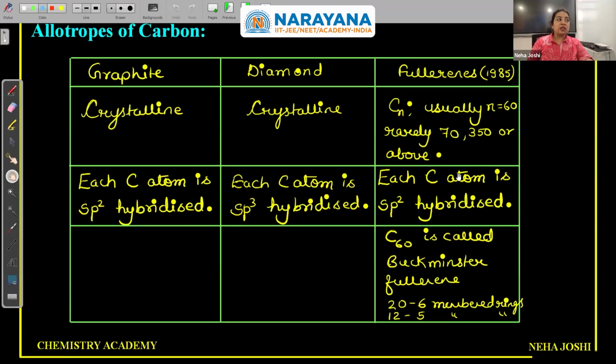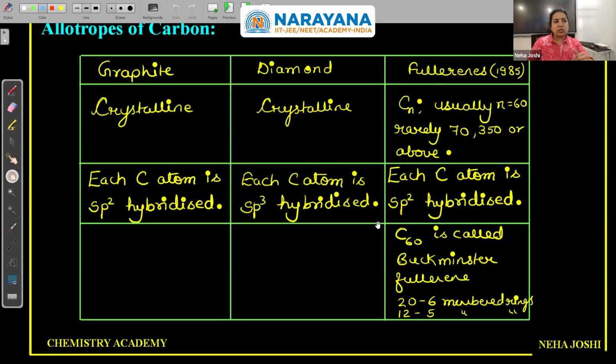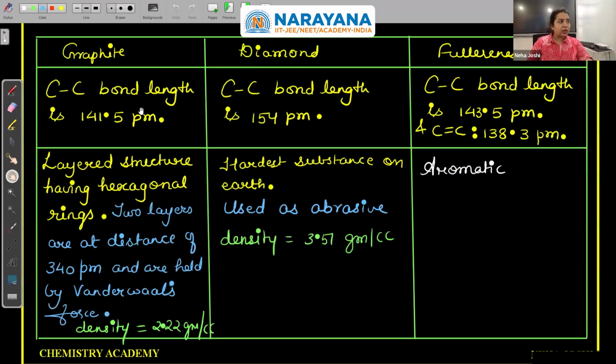Then we have to know about graphite, diamond, and fullerene, which are the allotropes of carbon. I think these are in the phase 1 notes, so I'm just moving forward. Wherever I feel there is some mechanism, something important, I will stay back. So these are the bond lengths. In graphite it is 141.5. Then in diamond, we have a single bond, which is 154 picometer.